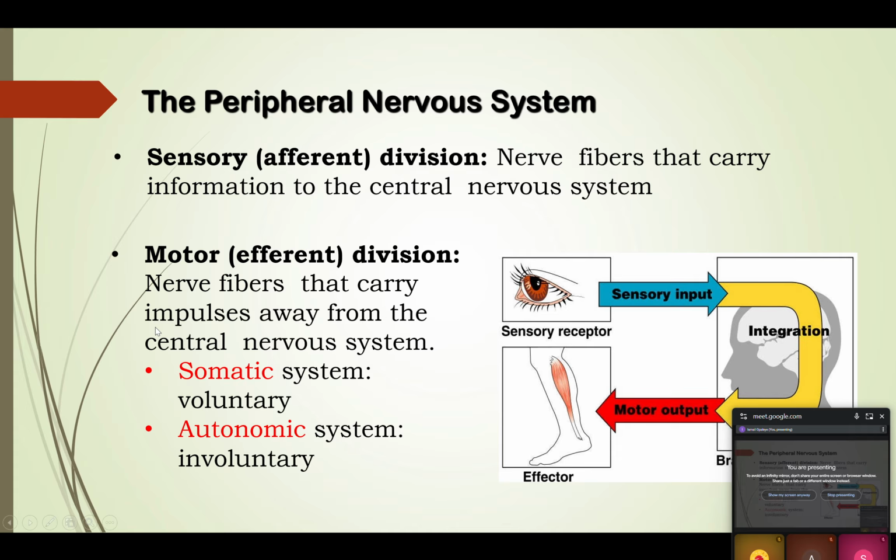So just remember that this motor or the efferent division are the actions. They are the ones responsible for whatever actions you may want to take after receiving well processed information from the brain. Okay, so this one is from the receptors. This sensory or afferent division is actually from the receptors.